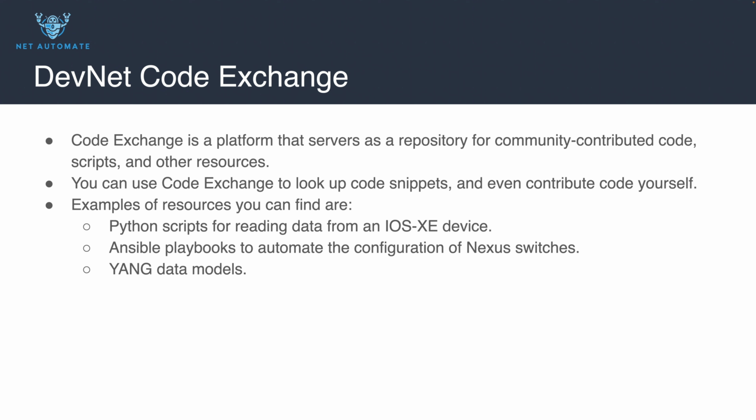Python scripts for reading data from an iOS XE device, for example, to read a routing table from an iOS XE device. Ansible playbooks to automate the configuration of Nexus switches, for example, creating VLANs on Nexus switches. And lastly, Yang data models. If you don't know what Yang data models are, that's okay. We will discuss that in depth once we reach that point.